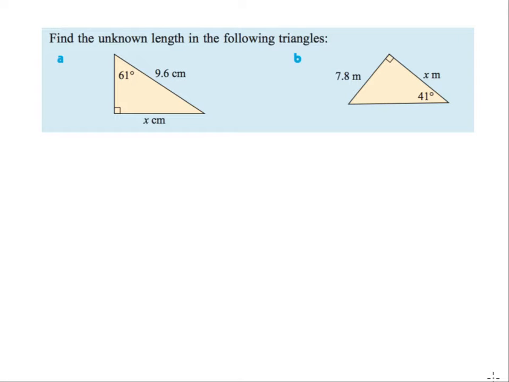So example number one: find the unknown length of the following triangles. Let's look at A. We're given this angle of 61 degrees. So the side opposite that angle is called our opposite side.